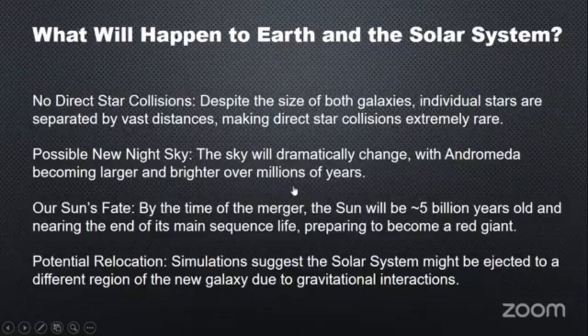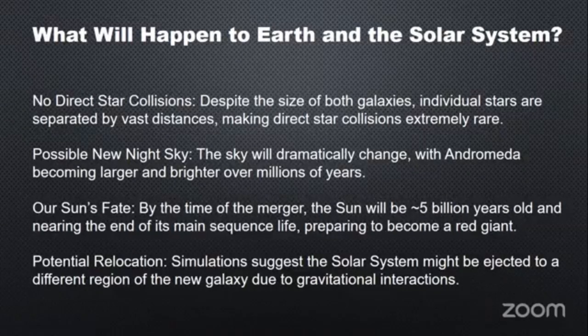So what will happen to our Earth and our solar system? Despite the size of both galaxies, the individual stars in those galaxies are separated by vast distances, making direct star collision extremely rare. So stars are likely not going to collide. But the sky will drastically change.